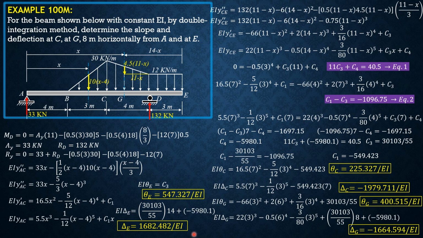Delta E is equal to 1682.482 over EI. So that's it for this problem, and the loading is quite challenging, and this is one of the challenging problems in beam deflections.